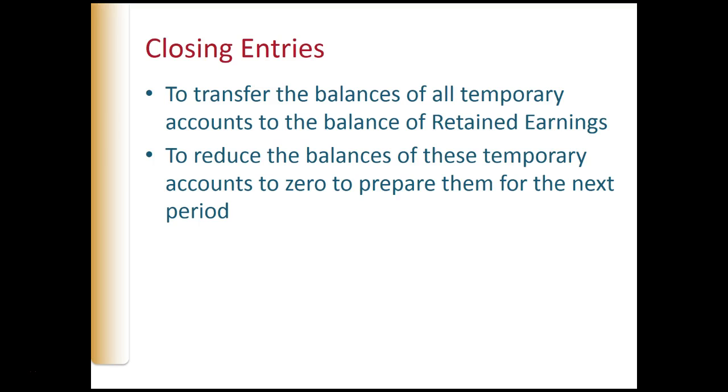All revenue accounts have credit balances. To transfer these balances to the retained earnings account, we debit each of these revenue accounts for its balance, and we credit retained earnings for the total. We do the same thing with all expenses and dividend accounts, except the opposite. So they all have normal debit balances. So we're going to credit each of those accounts for its balance, and debit retained earnings for the amount in total.